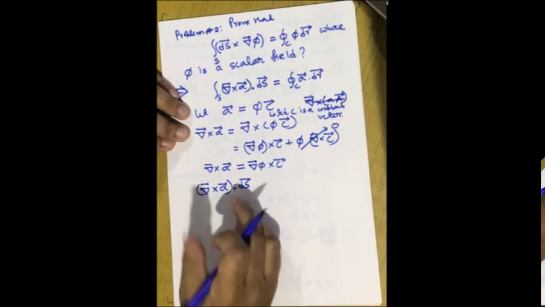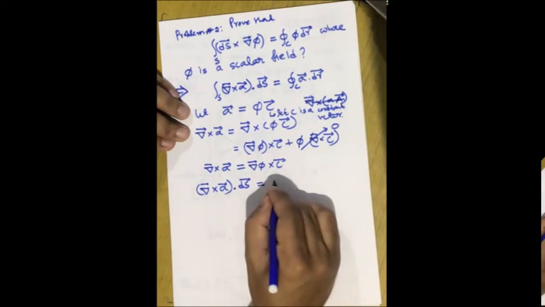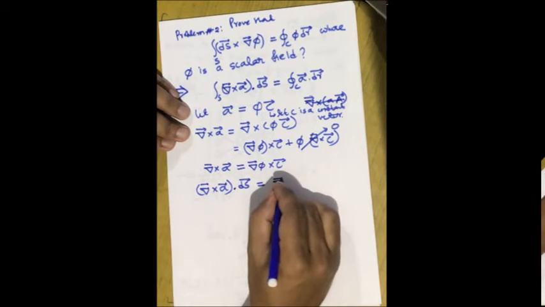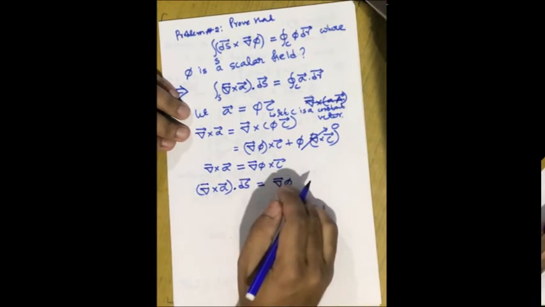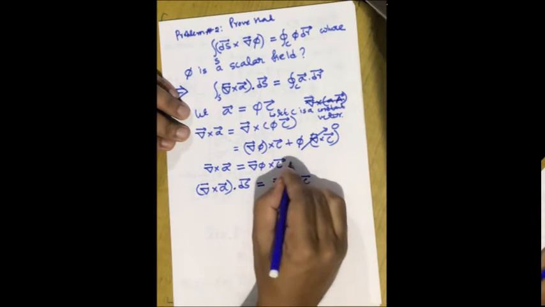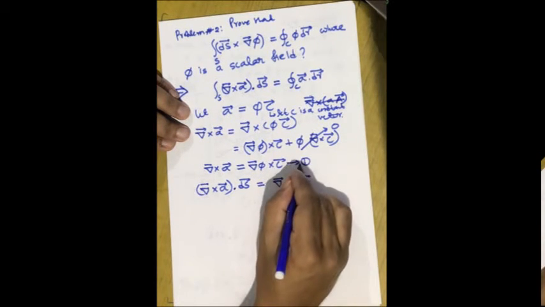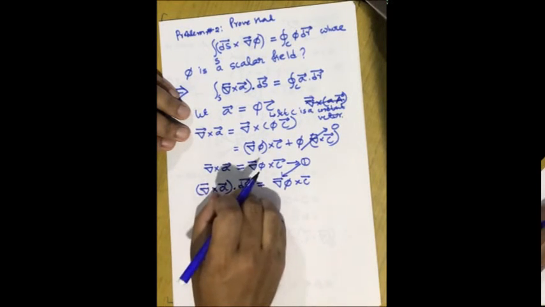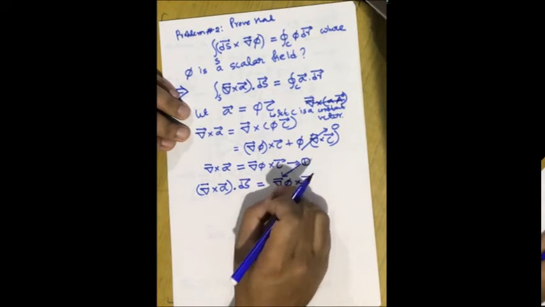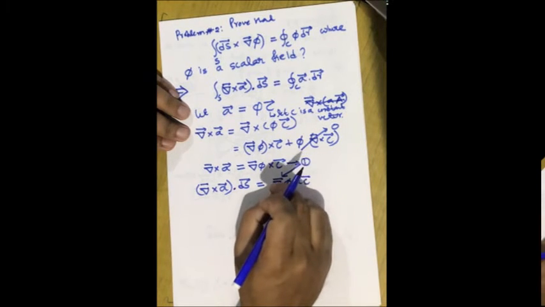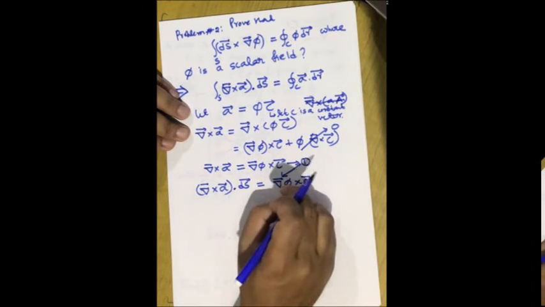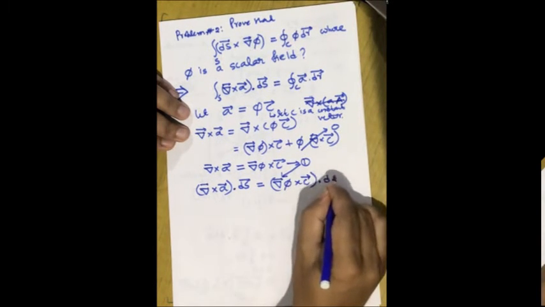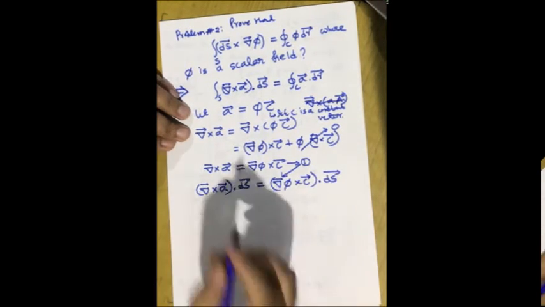So in del cross A dot ds, del cross A is nothing but the gradient of the scalar function cross phi C. Say this is expression 1. We are putting the value of del cross A in this expression. So del cross A dot ds is equal to the gradient of phi cross product C vector, dot ds vector.